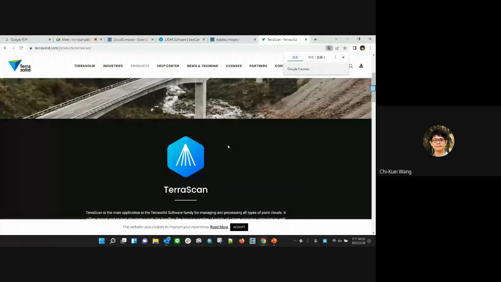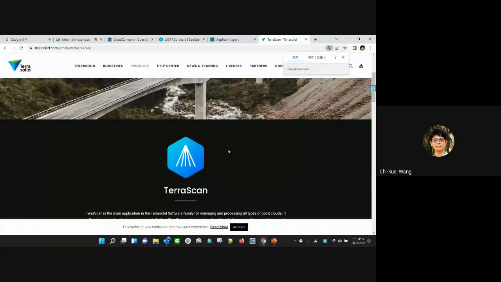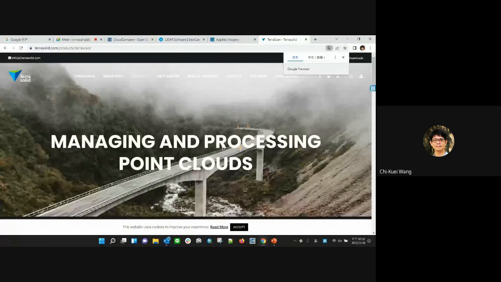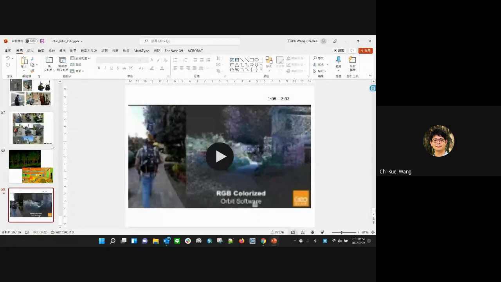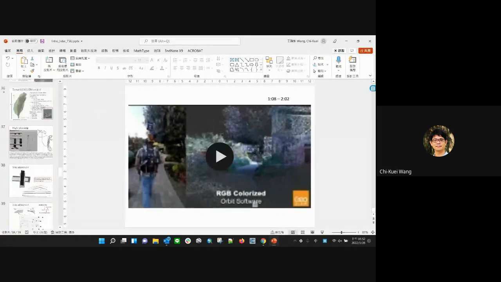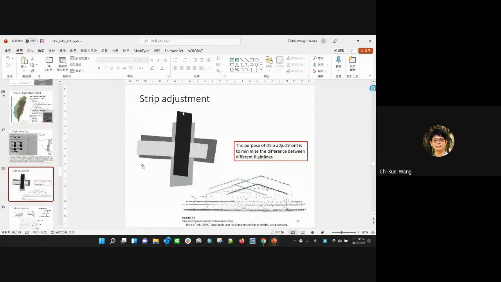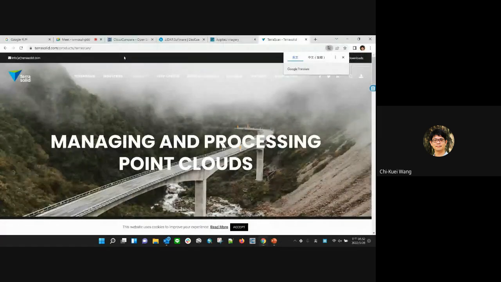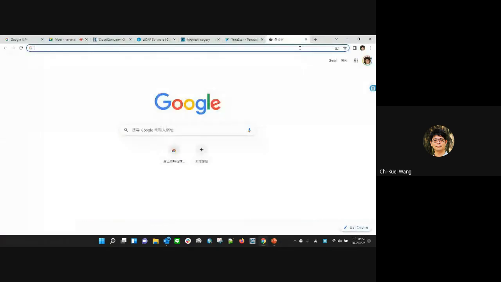The difference is that with the software from TerraSolid, you can do stripe adjustment. That's a very big difference there. I hope this is enough for you.